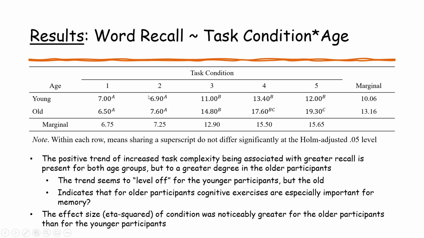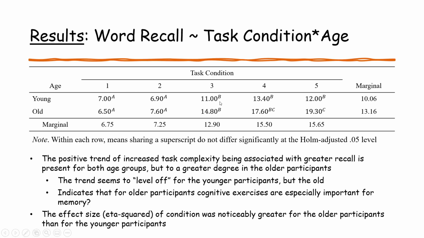And so this is how we would plot the individual group means, kind of like we do with the one-way ANOVA, but now we have two different groups. The way we interpret this is, if you see the note at the bottom, it says within each row, means sharing a superscript do not differ significantly at the Holm-adjusted 0.05 level. So if we just go along this row, for the younger folks first, the mean recall, the number of words recalled for the young folks in task condition 1, was 7, for example. What this is showing us is that the mean recall for the young folks differed significantly for those in conditions 1 and 2 relative to 3, 4, and 5, but those in 1 and 2 didn't differ significantly from one another because they're sharing the A in their superscript.